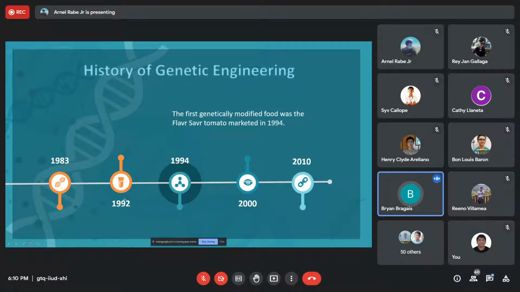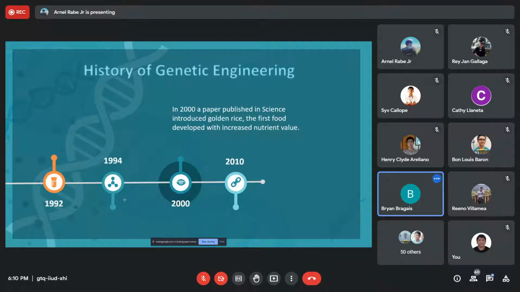Plants were the first commercialized with virus resistance. The first genetically modified food was the Flavr Savr tomato, marketed in 1994. In the year 2000, a paper published in Science introduced golden rice, the first food developed with increased nutrient value.